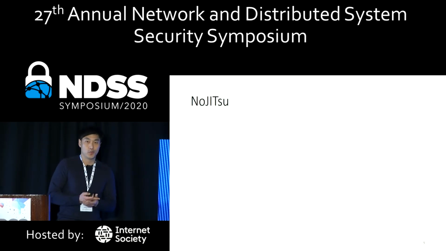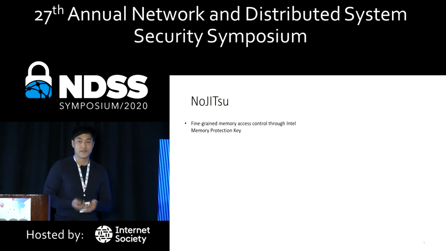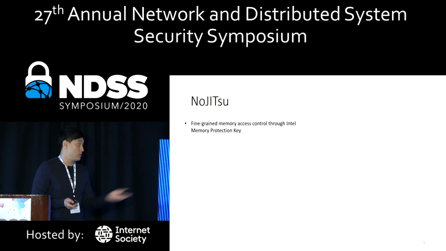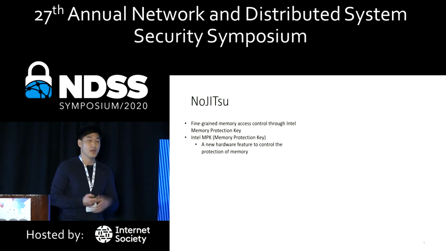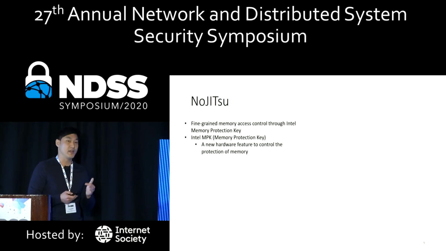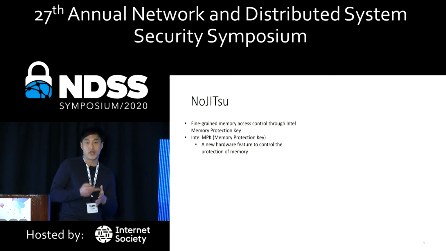In order to protect the JavaScript engine from the bytecode interpreter attack, we suggest NoJITsu. Our NoJITsu enforces fine-grained memory access control through Intel memory protection keys. Let me talk a little bit about Intel MPK. This is a new hardware feature to control the protection of memory. It doesn't involve any system call, and it doesn't need to change the permission bits of the page table, so it's very fast.